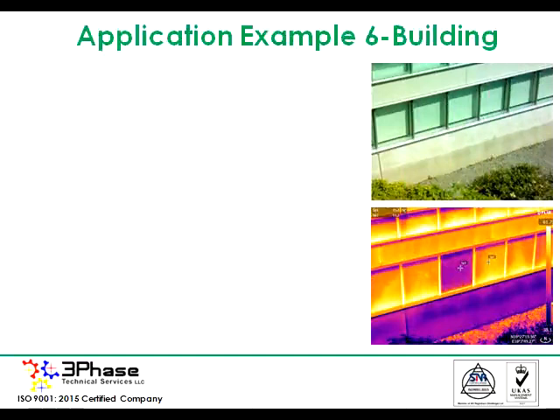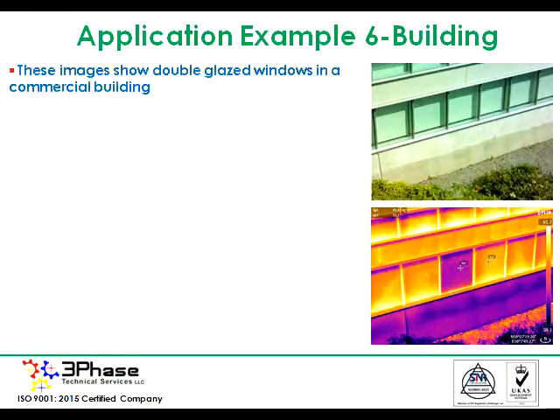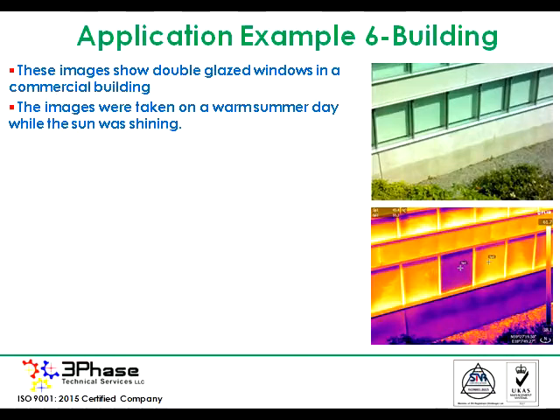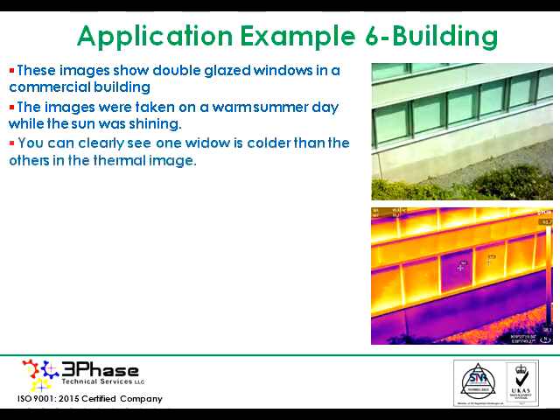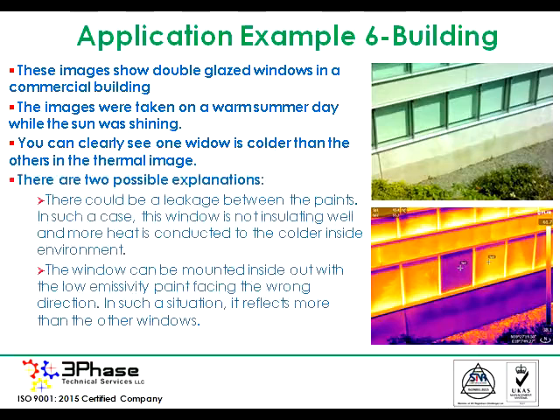Application example 6, building. These images show double glazed windows in a commercial building. The images were taken on a warm summer day while the sun was shining. You can see clearly one window is colder than the others in the thermal image. There are two possible explanations. First, there could be a leakage between the panes. In such a case, this window is not insulating well and more heat is conducted to the colder inside environment.